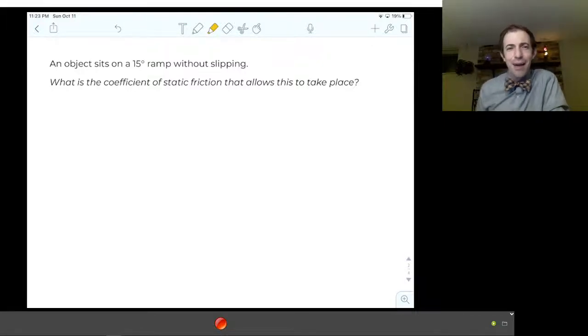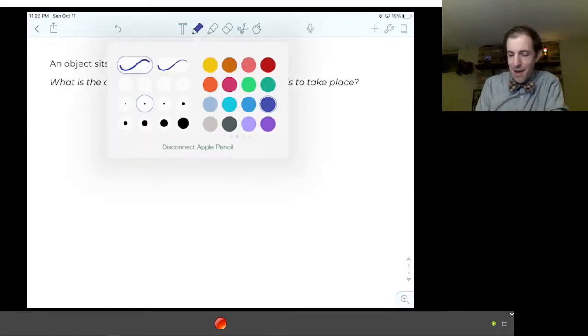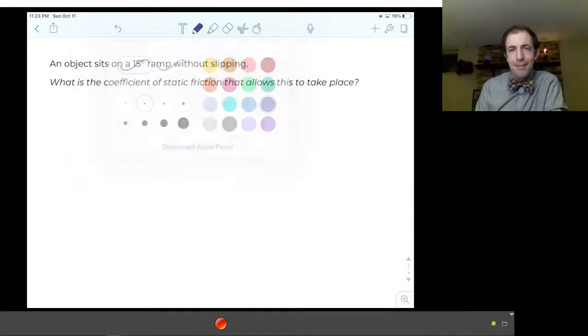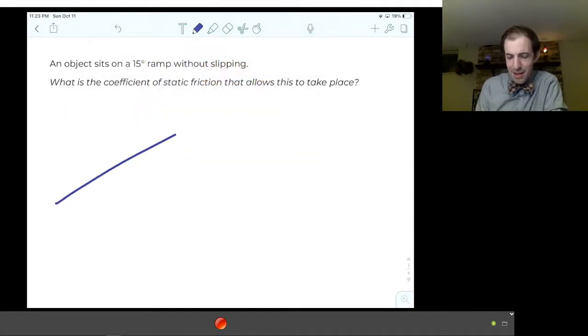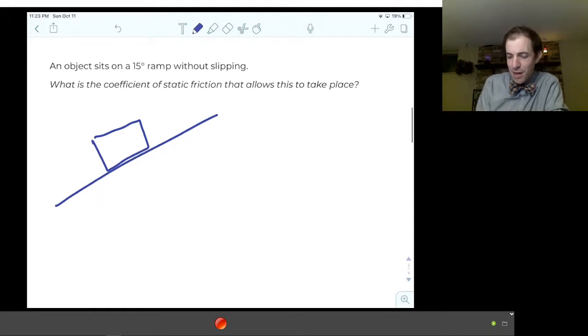All right, I have an object sitting on a 15-degree ramp without slipping. What is the coefficient of static friction that allows this to take place? All right, so let's draw a diagram to show us what's going on here. This is my ramp, this is my object, and I know that this object is sitting there and is not slipping. So that means that it is not accelerating, which means that there is no net force.